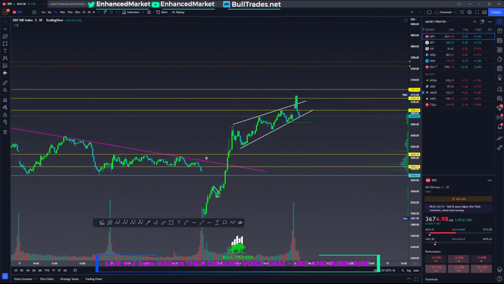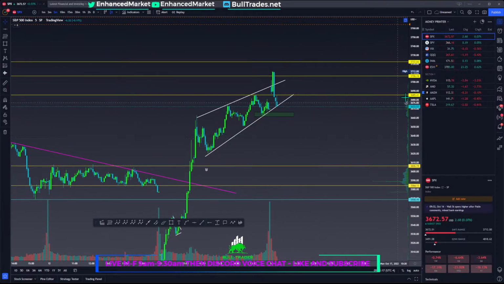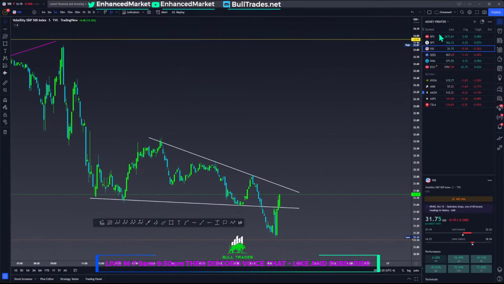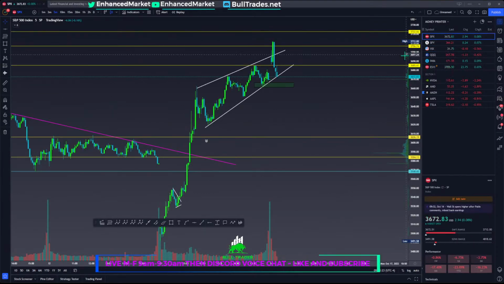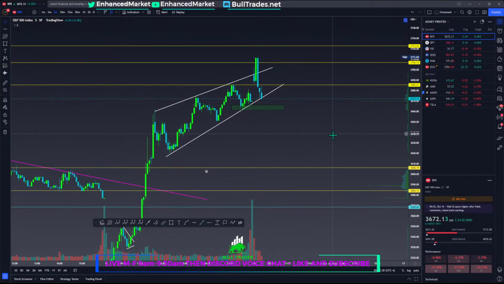I'm going to look for puts here. 36.50 puts can pay. Looking for a break below. VIX is rising now. I'm in 36.50 puts. Contracts are already up 180 bucks, $200. I'm going to look to just take the profits on IV here. Already up 200 bucks.